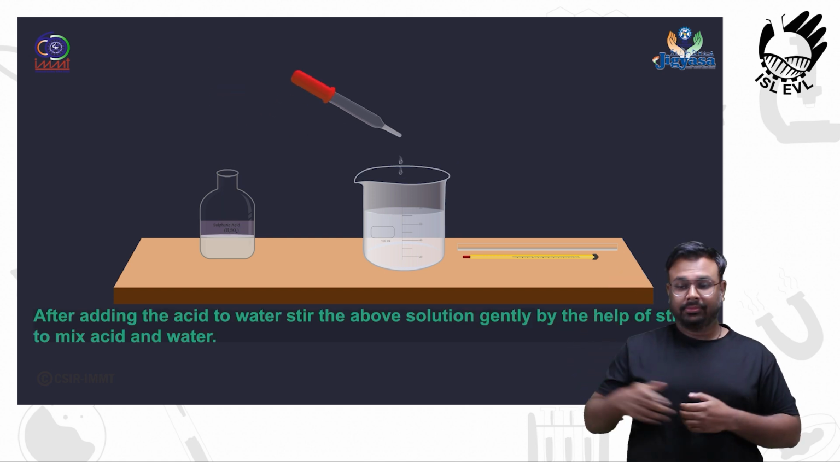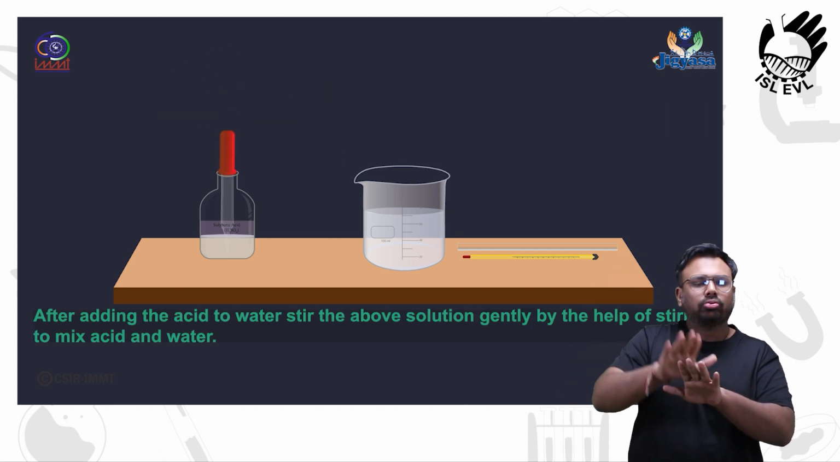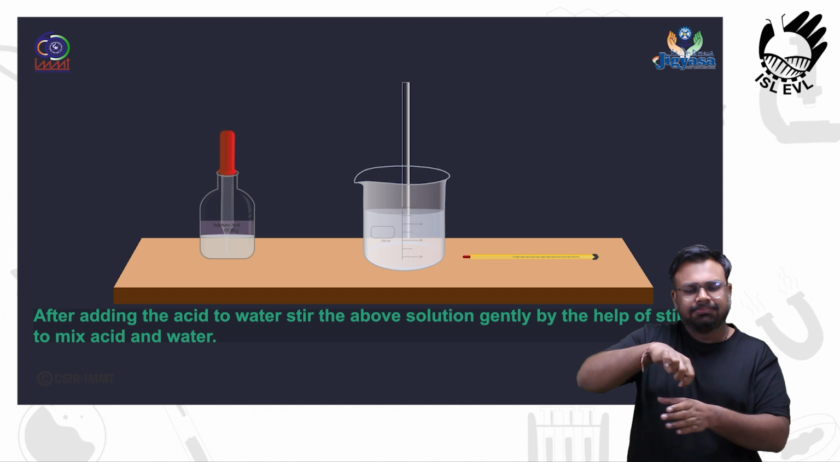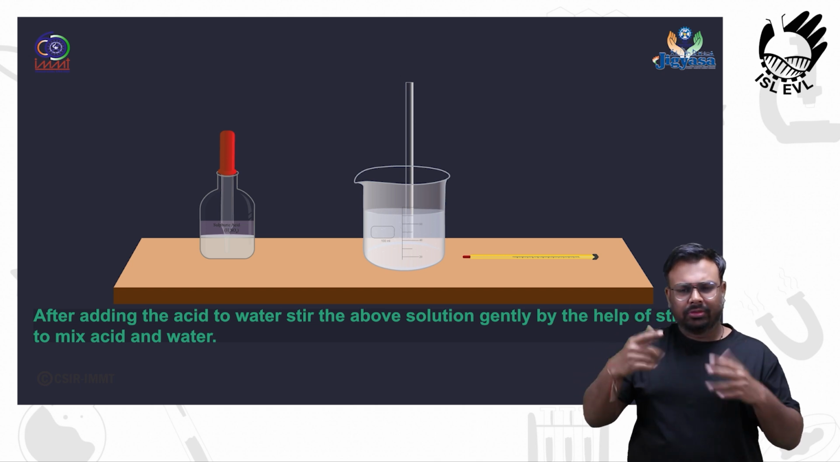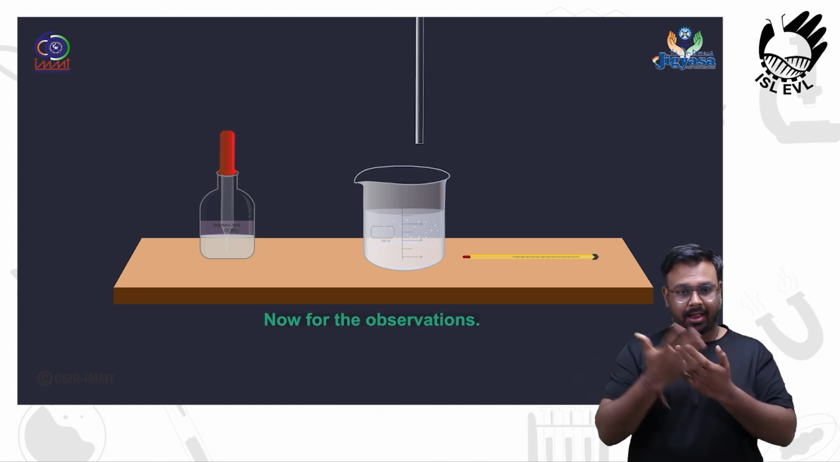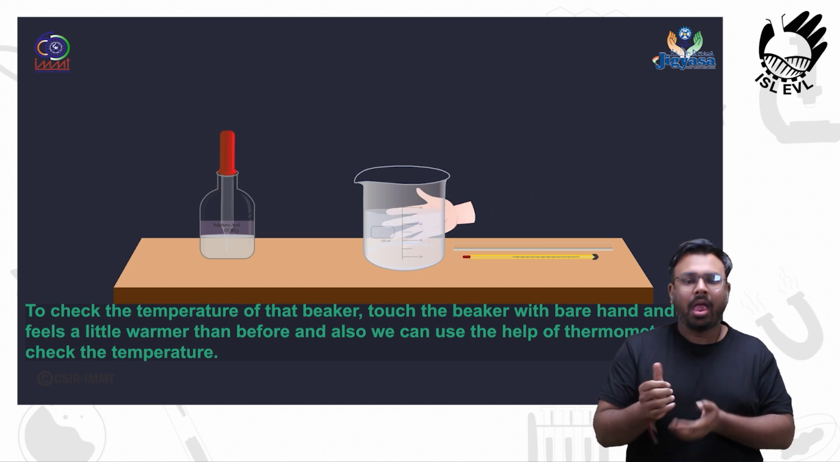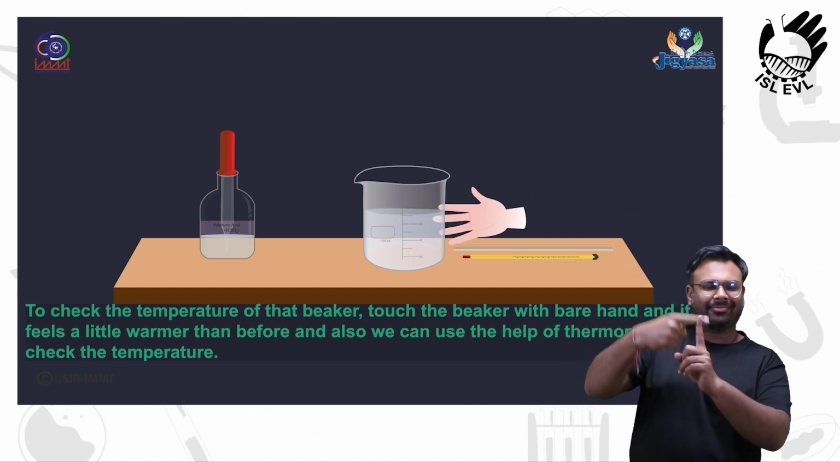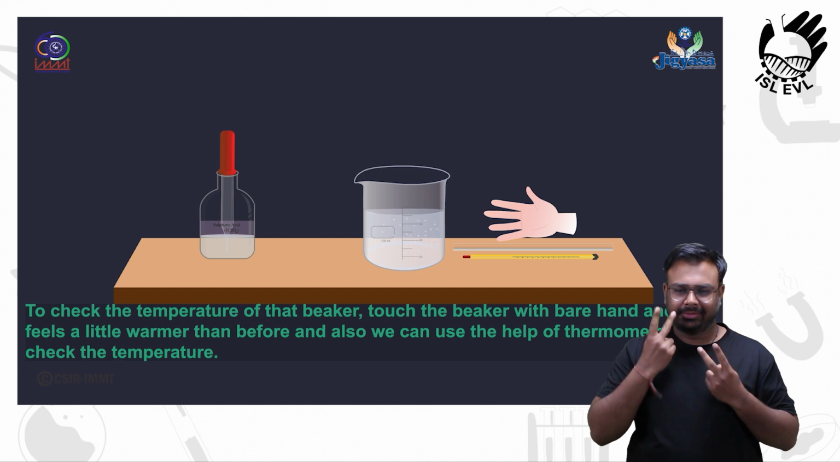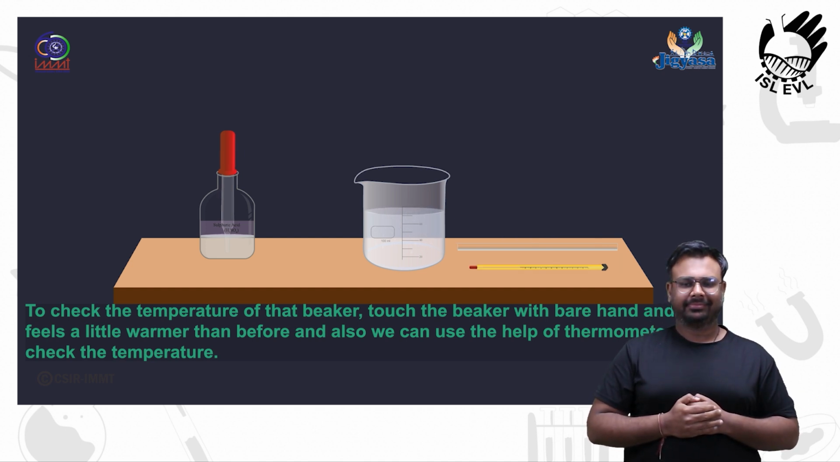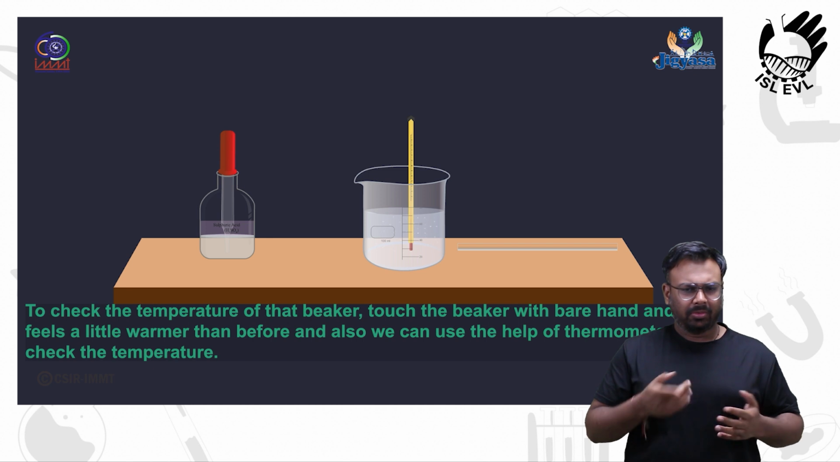After adding the acid to water, stir the solution gently with the stirrer to mix acid and water. Now, for the observations, to check the temperature of the beaker, touch the beaker with a bare hand and it feels a little warmer than before. And also, we can use the help of a thermometer to check the temperature.